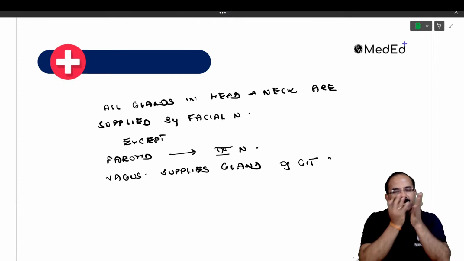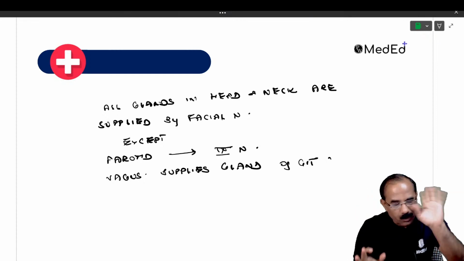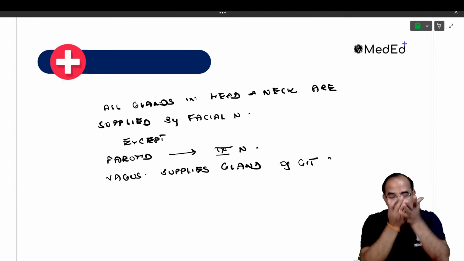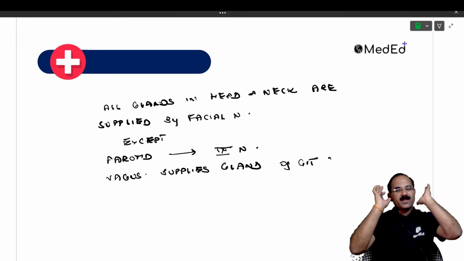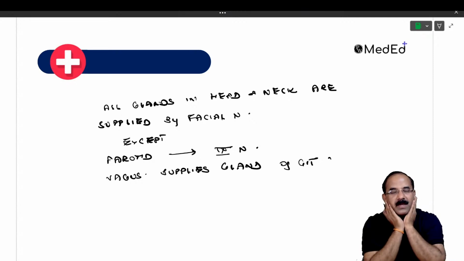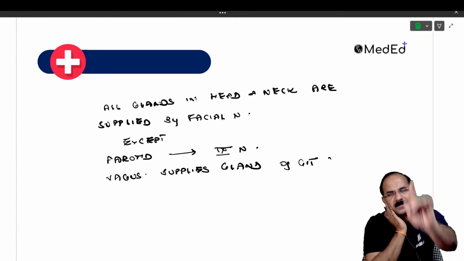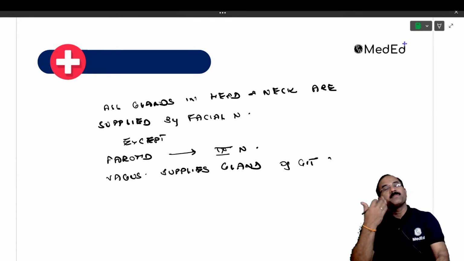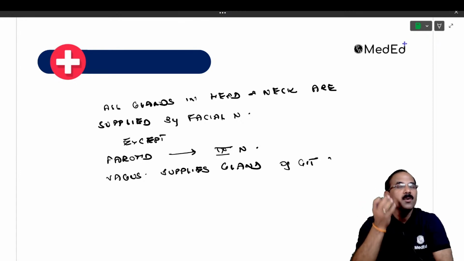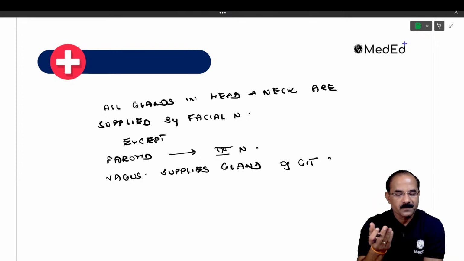See, all the glands in the head and neck are supplied by which nerve, students? Facial nerve. All the glands of head and neck are supplied by the facial nerve, except a gland here which is not supplied by facial nerve. It is supplied by glossopharyngeal nerve. What is that? Parotid gland. So the parotid gland is supplied by glossopharyngeal nerve.